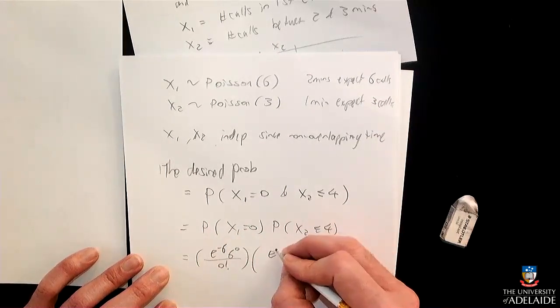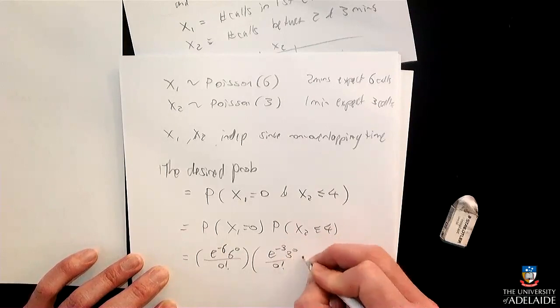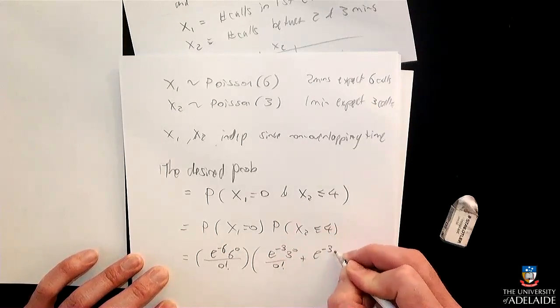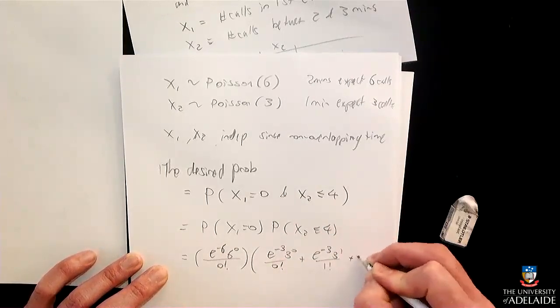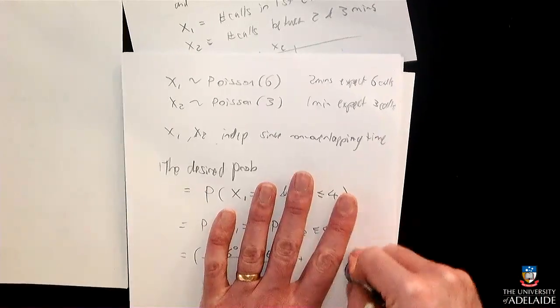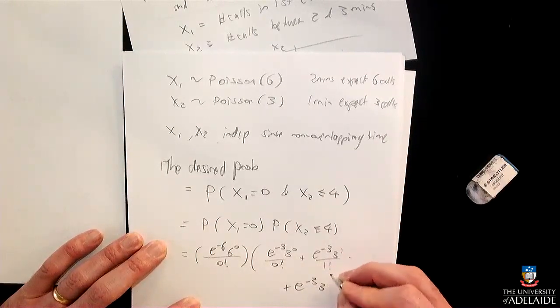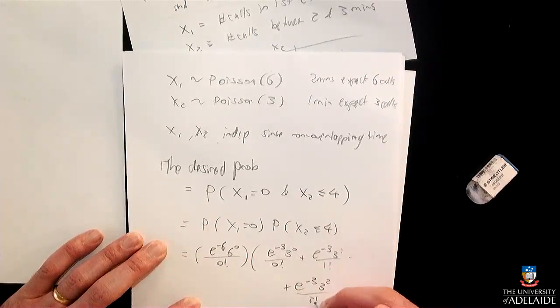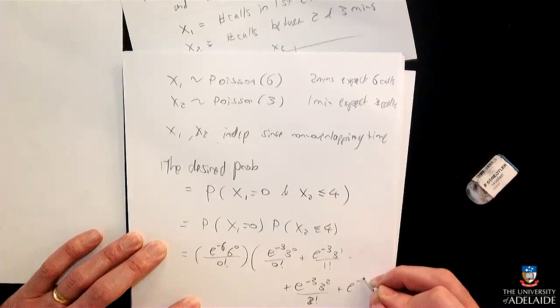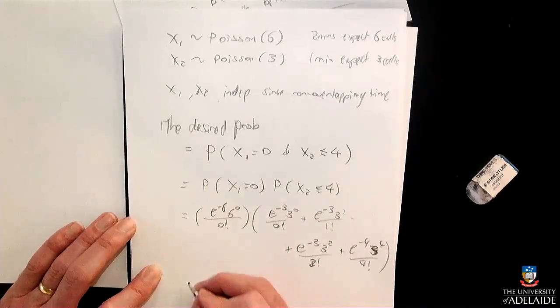E to the minus 3, 3 to the 0 over 0 factorial, plus e to the minus 3, 3 to the 1 over 1 factorial, plus e to the minus 3, 3 to the 2 over 2 factorial, plus e to the minus 4, 3 to the 4 over 4 factorial, whatever that is.